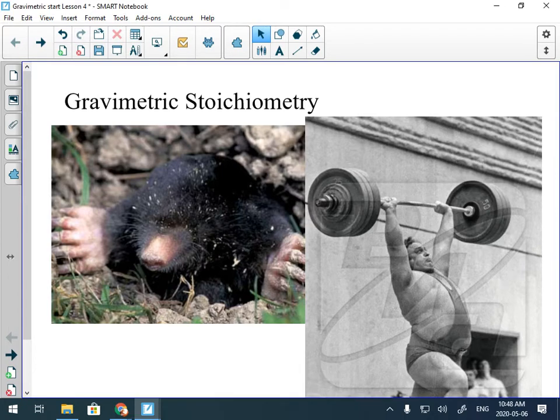Okay, it is time to start stoichiometry. We are going to start with gravimetric stoichiometry, which is basically math that involves mass, grams. To get there, though, we're going to start with some very easy problems where we're just moving moles to moles.